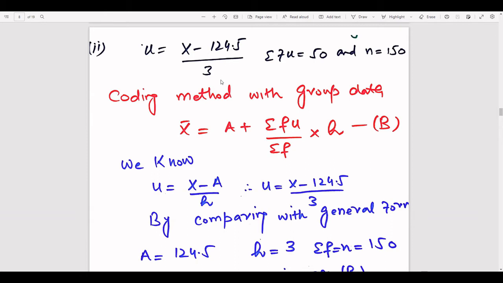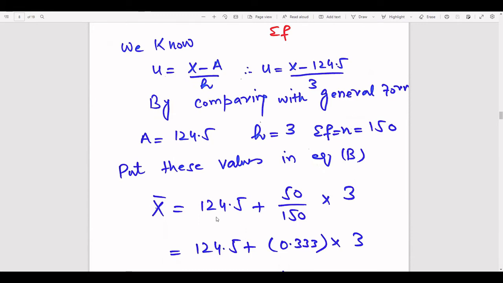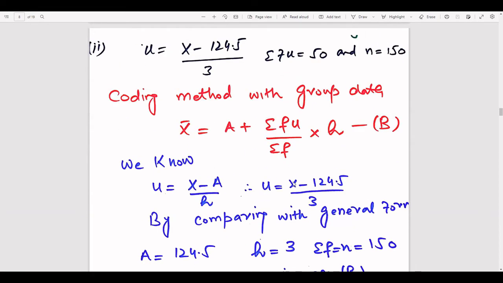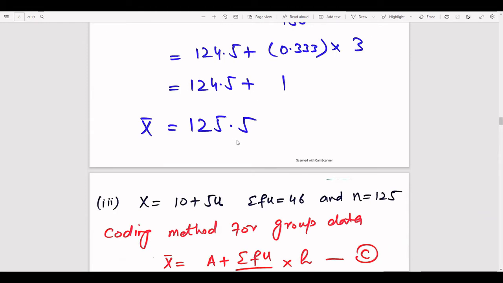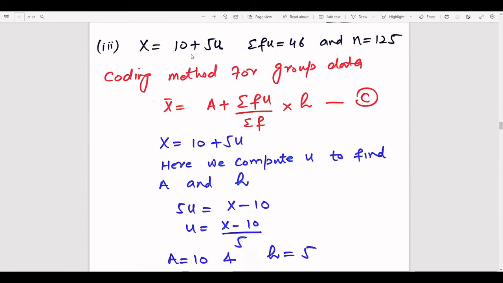A is equal to 124.5, h is equal to 3, and sum of f is equal to 150. As you know, in grouped data, small n is equal to sum of frequency, which is 150. Now we put these values in the formula. x bar is equal to 124.5 plus summation fu, which is 50, over n, 150, multiplied by 3. Dividing 50 by 150, the answer is 0.33 multiplied by 3, which is 1. So the right answer is 125.5. x bar is equal to 125.5.